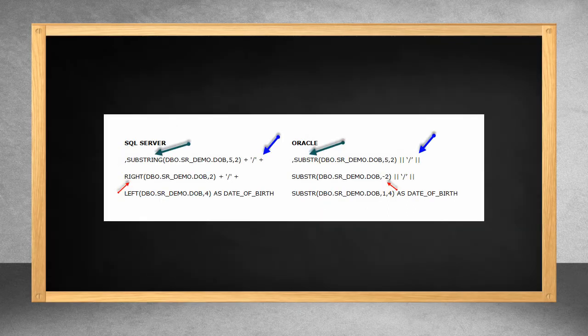For example, the SQL Server concatenate function plus symbol that combines strings is the pipe symbol in Oracle. The SQL Server substring function is abbreviated to substr in Oracle. There is no right or left function in Oracle. To extract the rightmost characters, a negative number is used in Oracle.